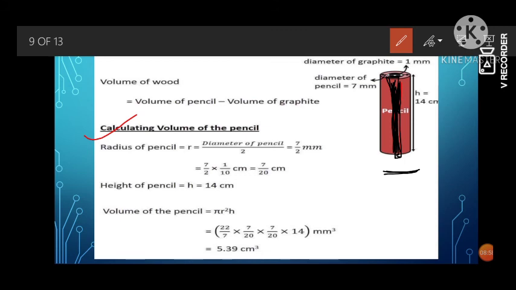So for the volume of the pencil, radius will be diameter by 2. Diameter is 7, so 7 by 2. Again we will convert it into centimeter, so into 1 by 10, so we will get 7 by 20 centimeter. Height is the same, 14 centimeter, so the volume of the pencil will be pi r square h. So 22 by 7 into 7 by 20 into 7 by 20 into 14.